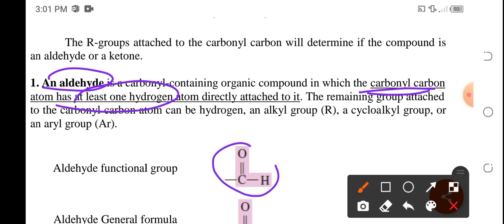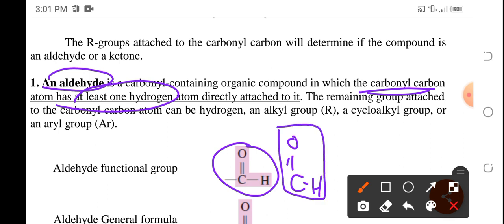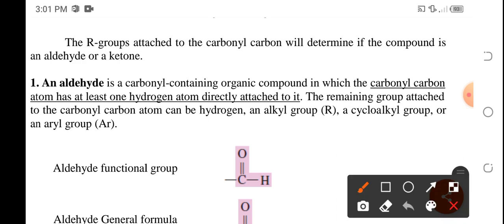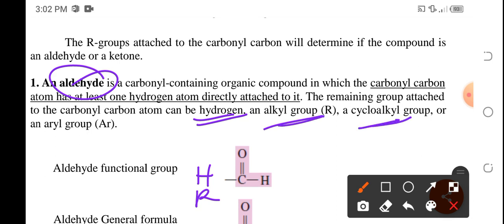Okay, so ito yon. If we're going to read this one, CHO or C double bond OH. Okay, so at least meron siyang CHO. The other side of the carbonyl carbon could be attached to a hydrogen or a series of carbon atoms. Nevertheless, it would still be an aldehyde. So it could either be a hydrogen, an alkyl group, or cycloalkyl group, or a benzene ring or an aromatic ring.